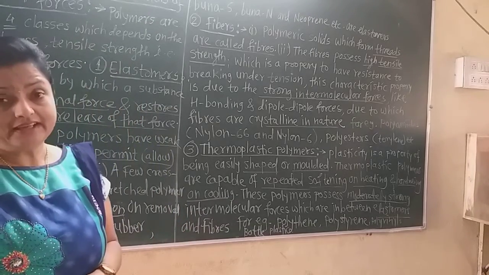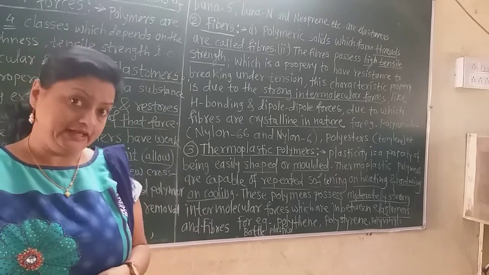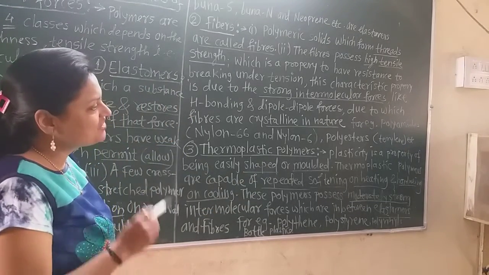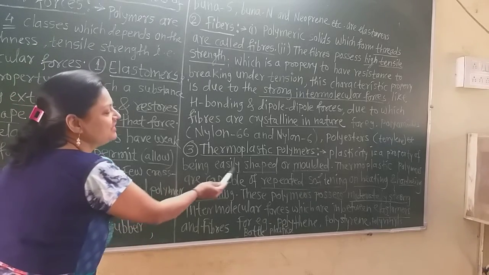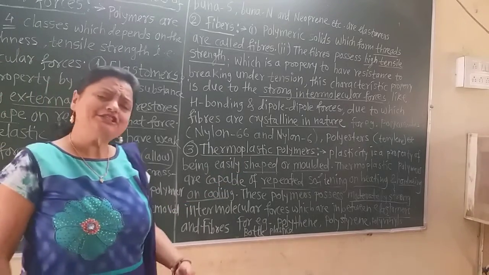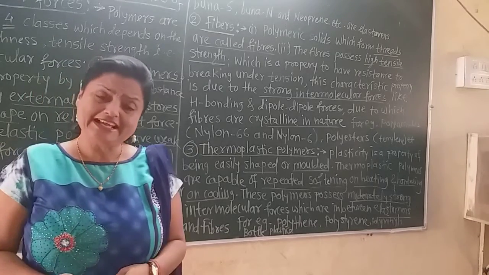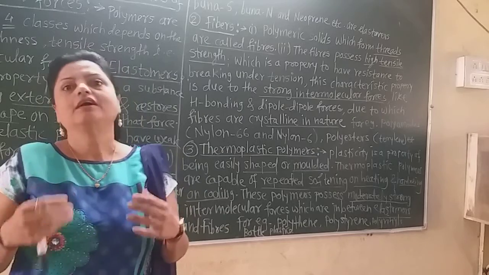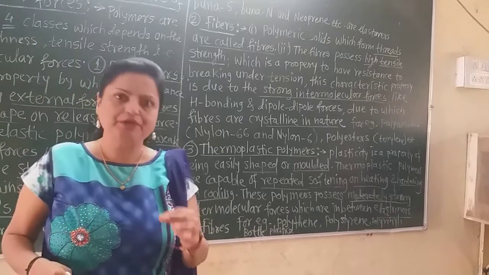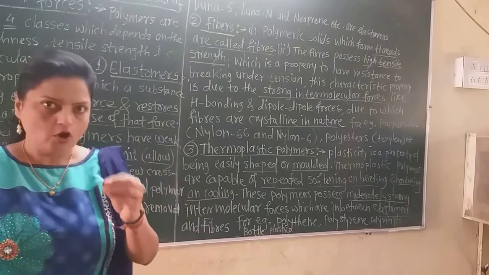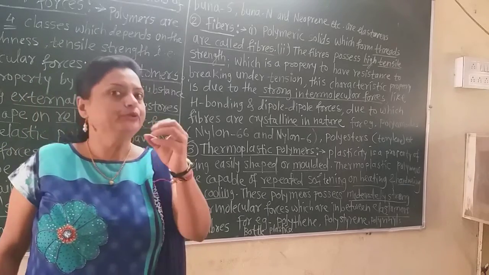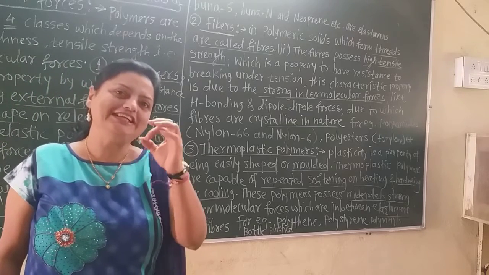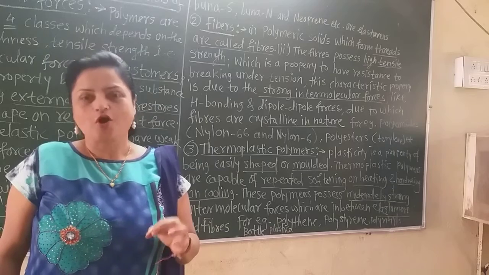Now which type of forces are in them? Let us see. Thermoplastic polymers, as the name suggests: plasticity is a property of being easily shaped or molded. That means they can be easily shaped or molded on softening. You know the molding. If we want any type of shape of an object or any utensil, then we can mold these plastics into the desirable shape.